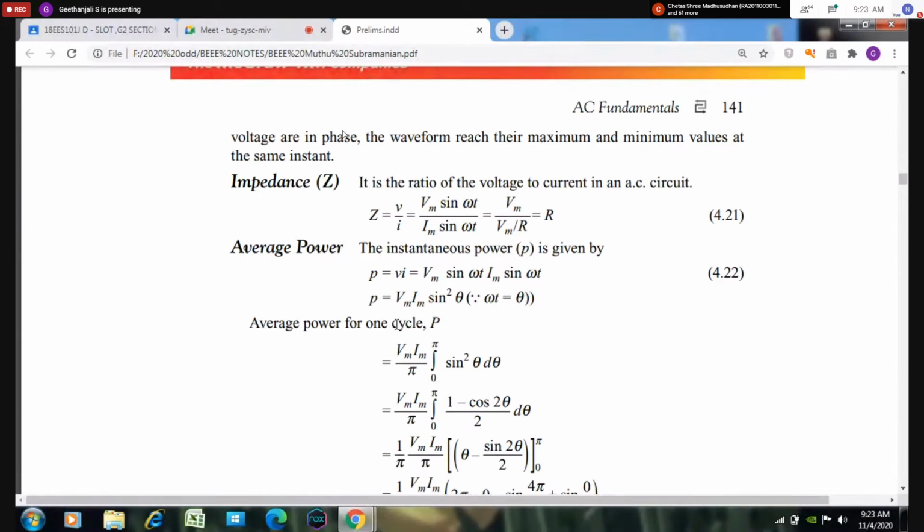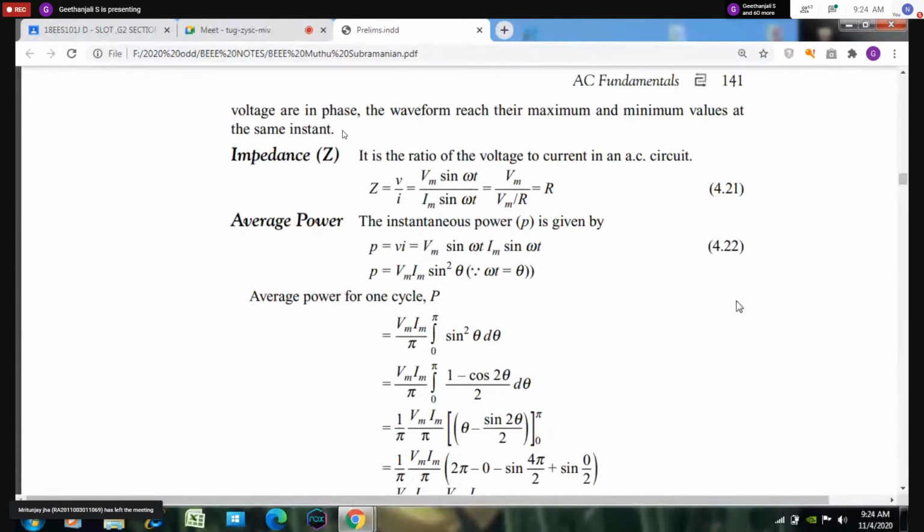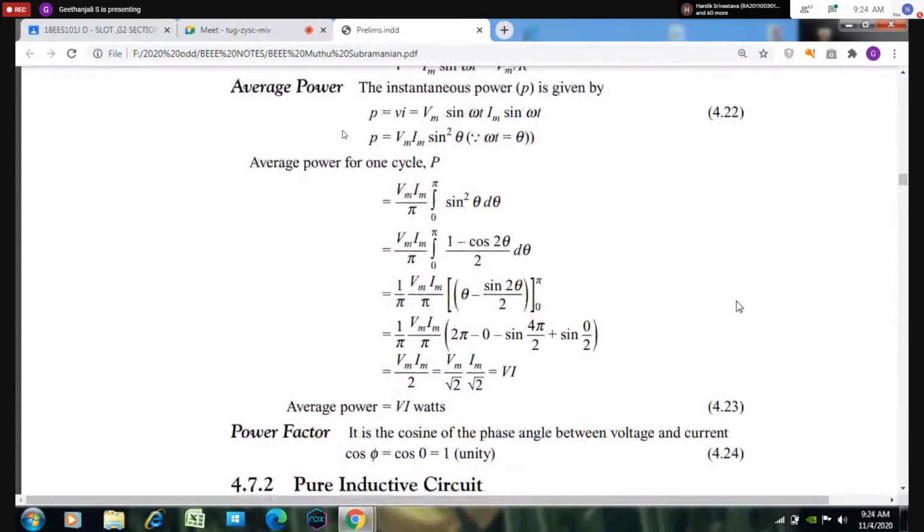Then average power. What does average power mean? Another name for the instantaneous power is given by P, where P is VI. We know the expressions for V and I, so substitute. Finally we get Vm Im sin square theta, where omega t is equal to theta. So we are going to find the average power for one cycle.